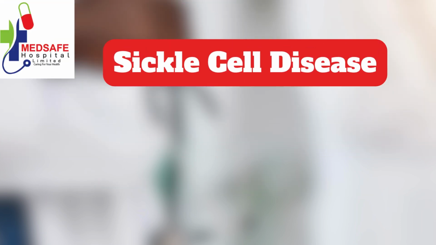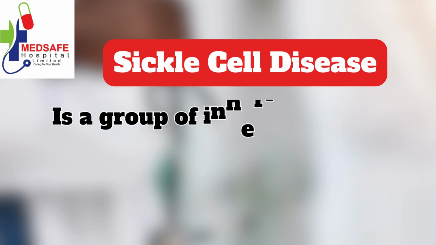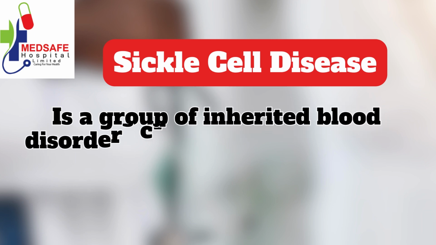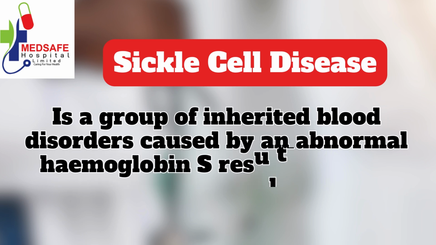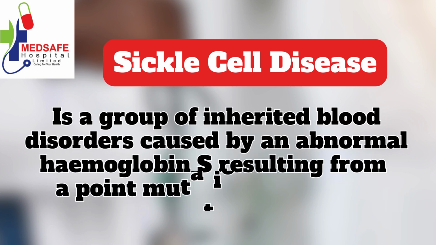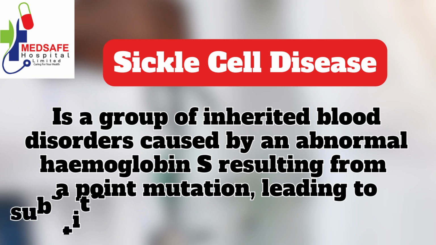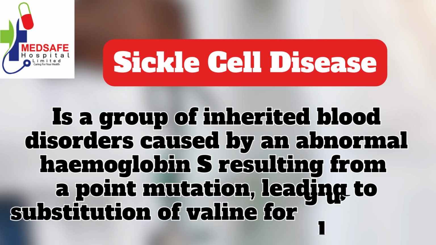Sickle cell disease is a group of inherited blood disorders caused by an abnormal hemoglobin S resulting from a point mutation, resulting in substitution of valine for glutamine. This takes place during organ formation and it is inherited.